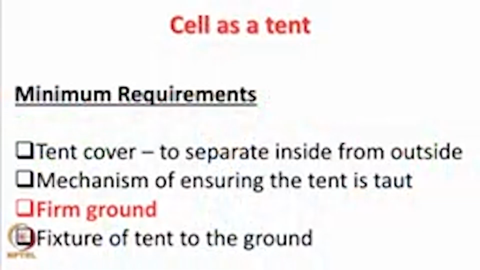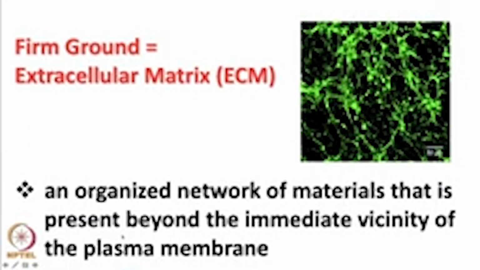Now, I will switch gears and get started by looking at each of these structures, particularly the extracellular matrix, the cytoskeleton, and the focal adhesion, in greater detail. Coming back to our abstraction of the cell as a tent, today I will start by focusing on the firm ground. And what is this firm ground? The firm ground is this extracellular matrix.